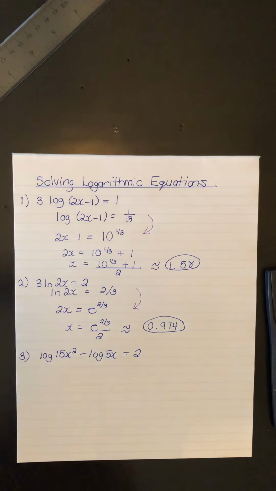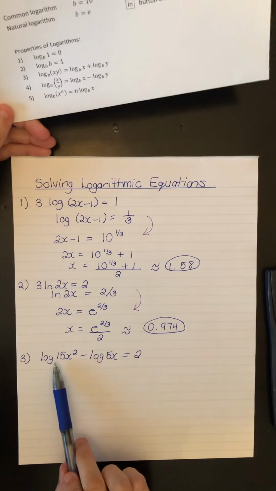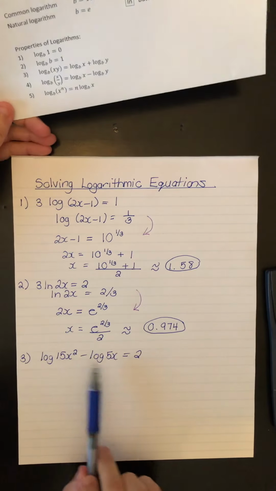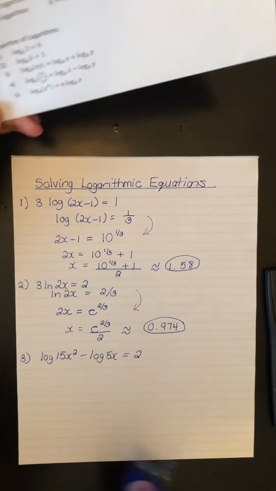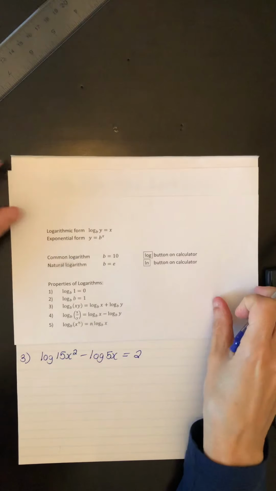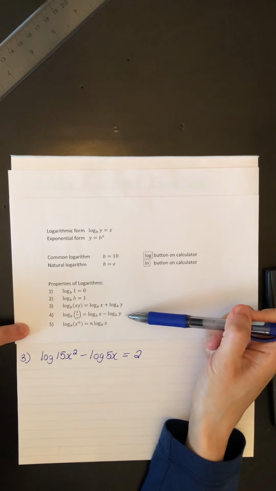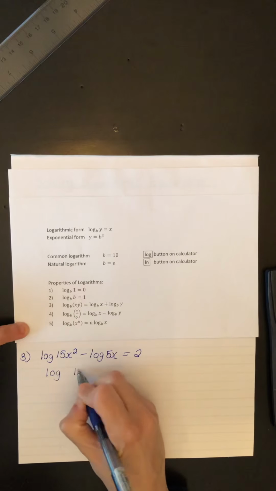Let's look at number 3. Now, in number 3, we have 2 terms. They are both common logarithms with subtraction between them. So we can use property 4 in our first step, combining those logarithms.